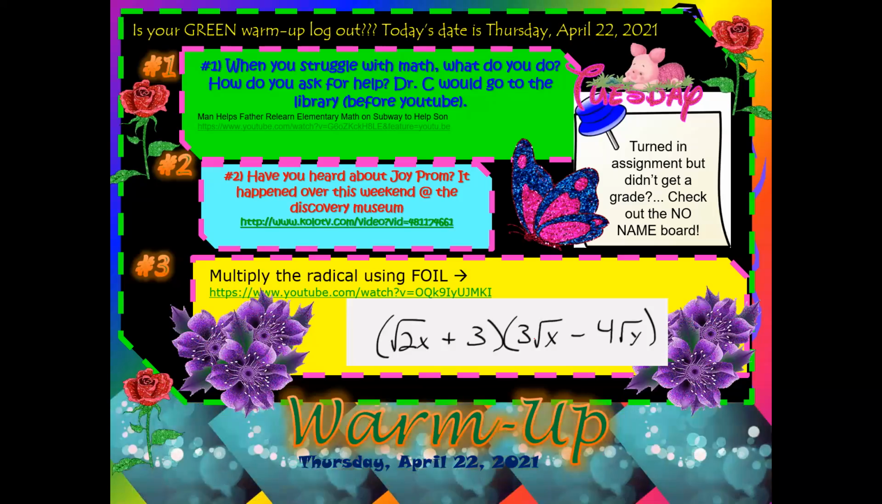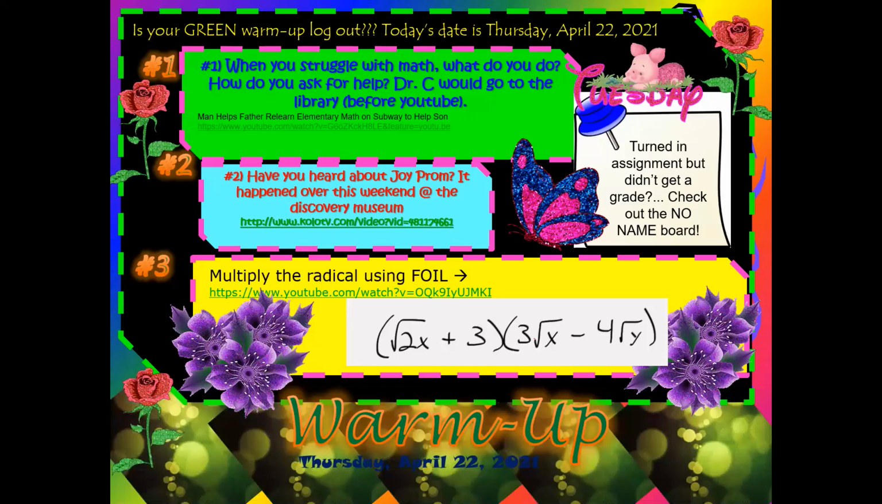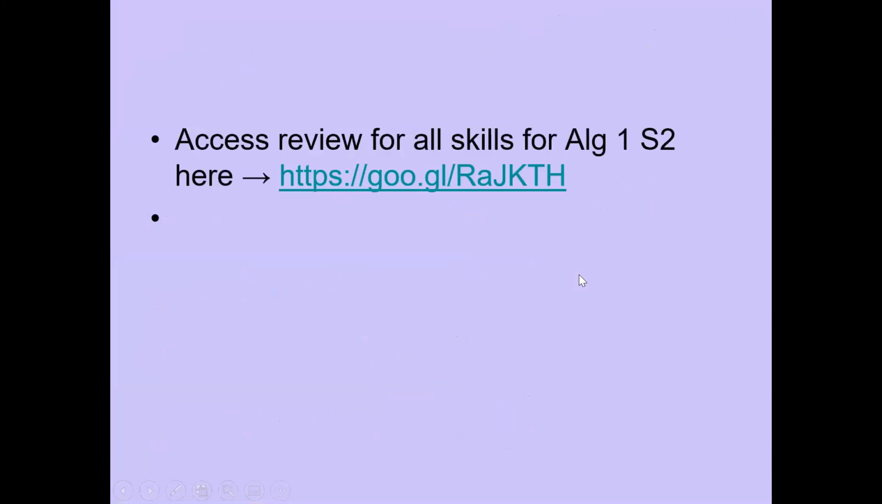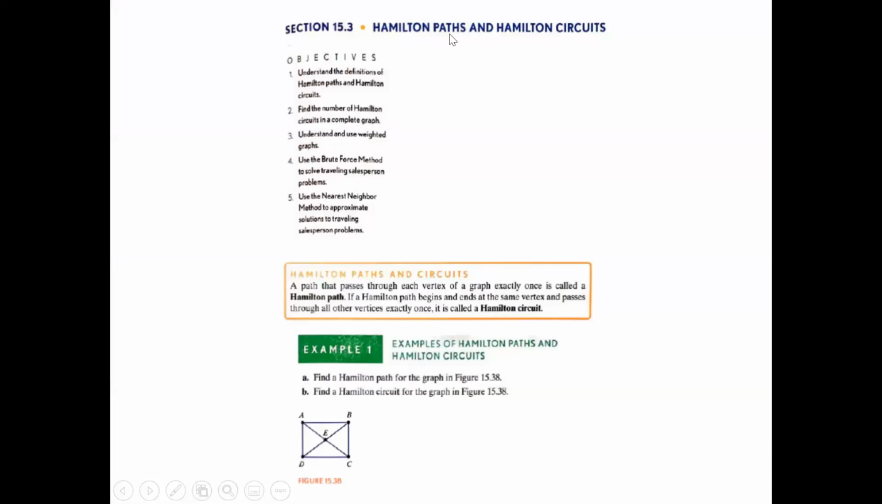So pause the video and answer the following 3 questions. So today we're going to talk about Hamilton's paths and circuits, which is kind of like Euler's, but a little bit different. First thing I want you guys to do is go ahead and read the objectives right there, and then read the description of what it is. Highlight the most important parts.